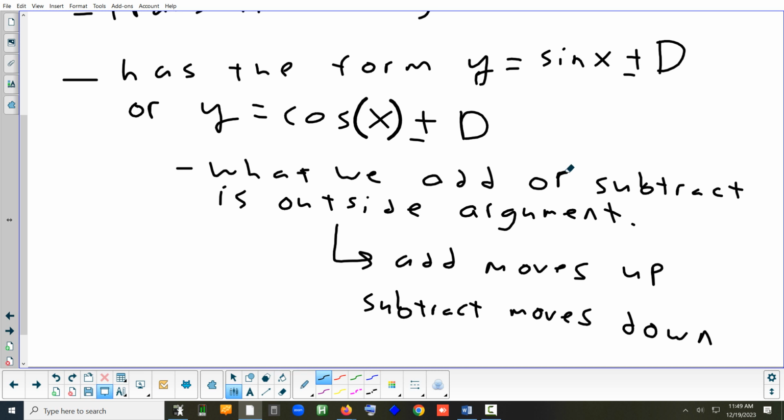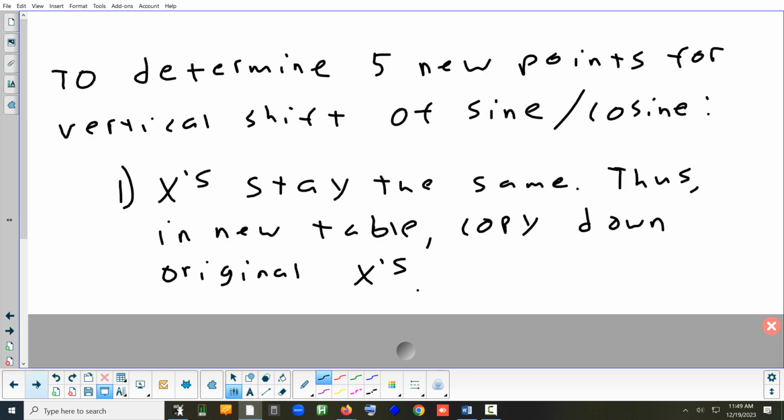Okay, so when we do a vertical shift, we're going to go back to the original table. What column in that table is unaffected by moving something up and down? The X's. And what's nice about the X's not changing is those are the ones with pi. So we're not going to have to work with any fractions with pi. No common denominators. We don't have to worry about any of that. So every X value for a vertical shift in tonight's homework is going to be 0, pi over 2, pi, 3 pi over 2, 2 pi. There's the answer to every X column for a vertical shift.